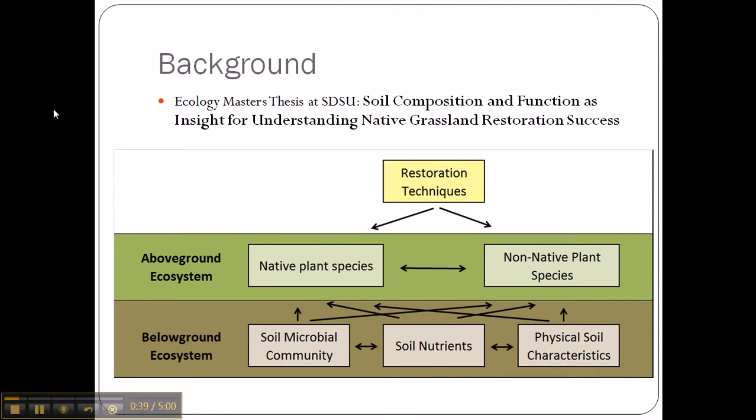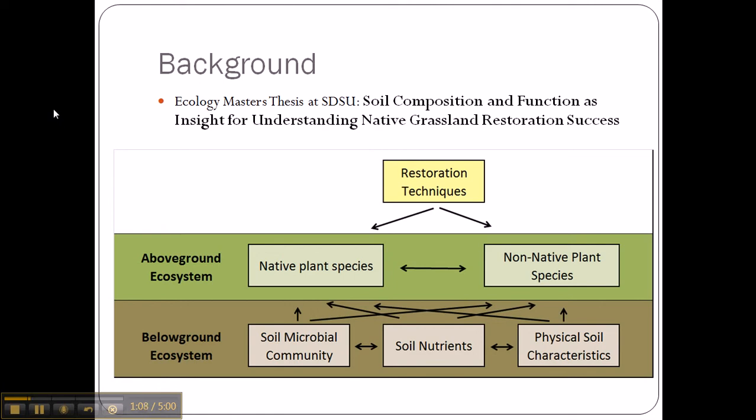And so first a little bit about my thesis. I am currently a master's student at San Diego State in the ecology department, and my thesis has to do with how grassland restoration techniques affect the soil and how those changes to the soil might affect above ground grass growth.